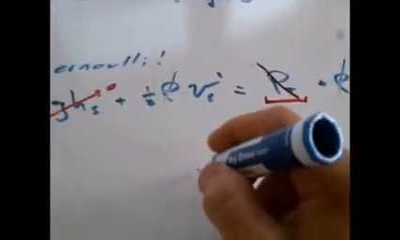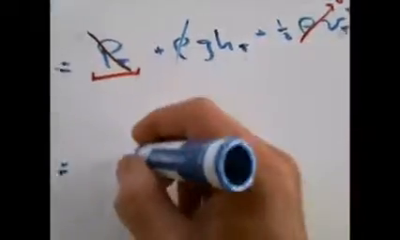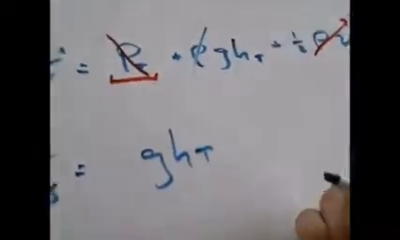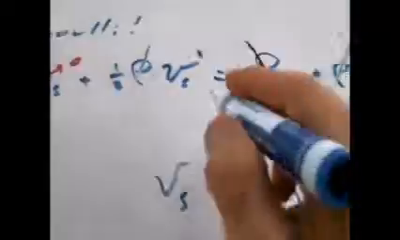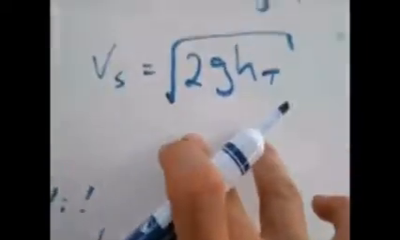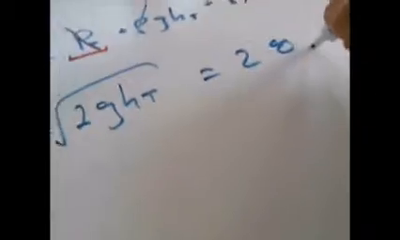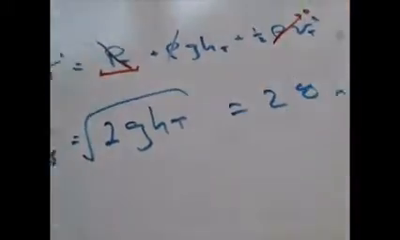So what I'm left with for the velocity at the surface is GH. To get rid of the half, I have to double it, and to kill the square, I have to square root it. So the velocity is the square root of 2GH at the top. It's the same as that, and it's going to be 28 meters per second.